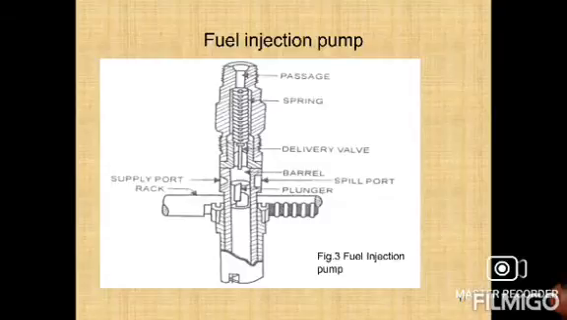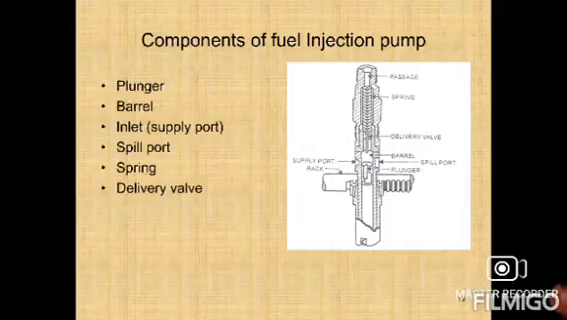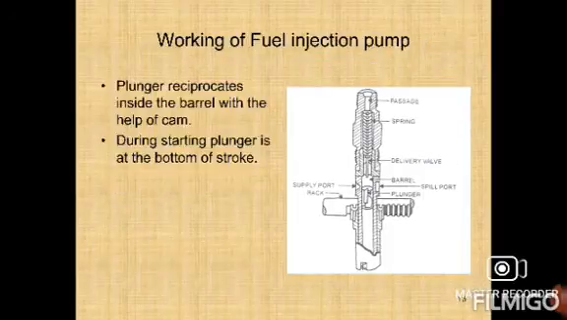The first part is the plunger, and the second is the barrel. Then the inlet supply port, the spill port, the spring, and the delivery valve. These are the main parts of the fuel injection pump, and each has its own function.